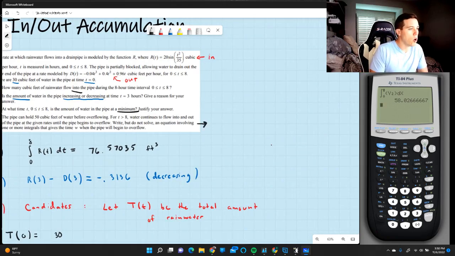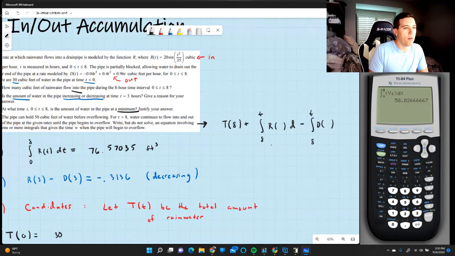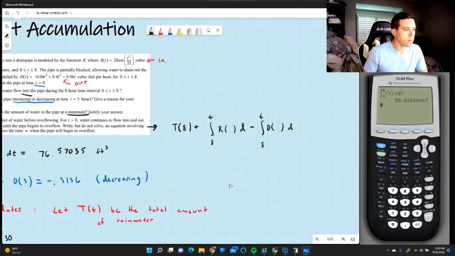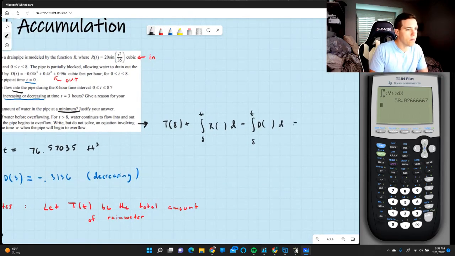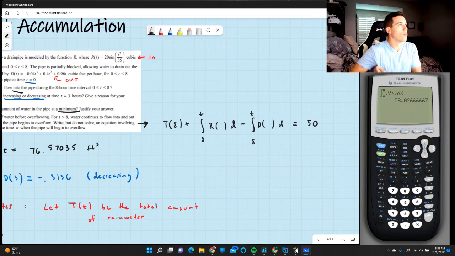So I want to know when the accumulated rate in, so t of 8, plus the accumulated rate in from 8 to whatever time this occurs at, of the in function. I'll get to this in a second. Minus the accumulated rate out of the out function. I want to know when this equals 50. Because as soon as it equals 50, it's going to begin to overflow.